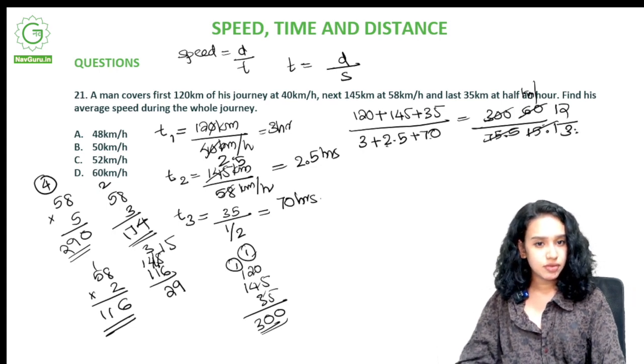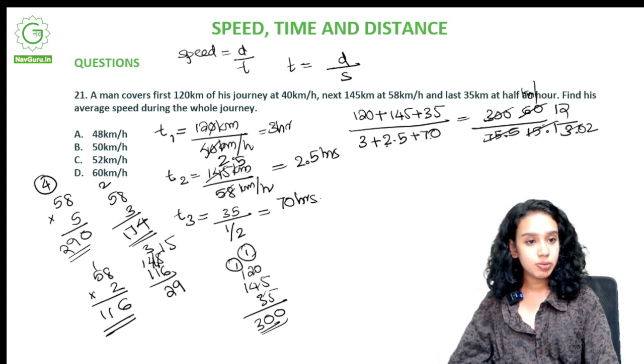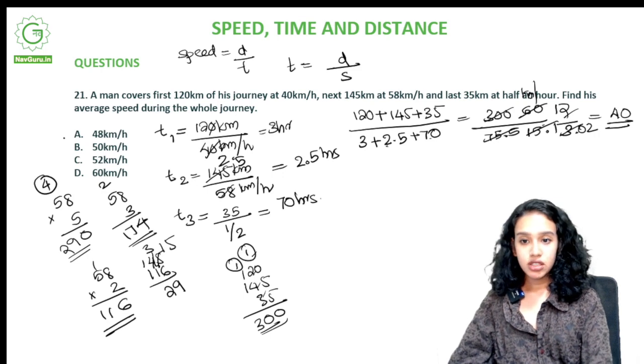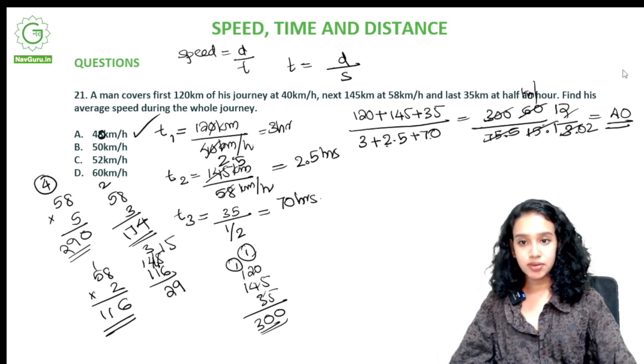Again, 3, 0 and 2. This would be approximately equal to 40. So the answer is actually 40 kilometer per hour, right? Let's move on to the next question.